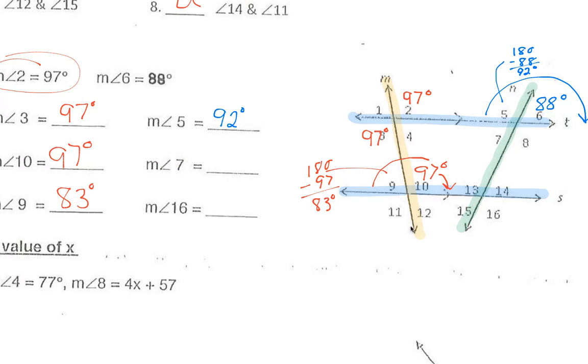Measure of angle 7 is vertical to angle 6, or you can say it's supplementary to angle 5. You can do that either way. So you can take that these two should add up to 180. Vertical is just easier to say that 7 is the same as 6. So 7 is going to be 88.